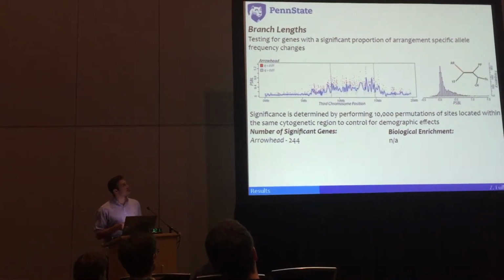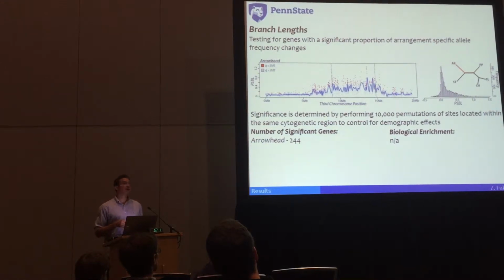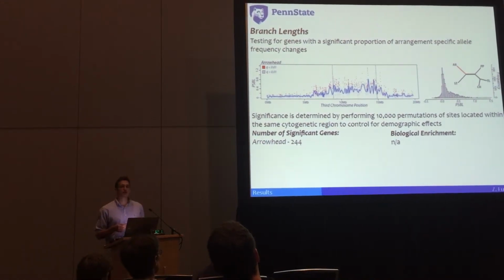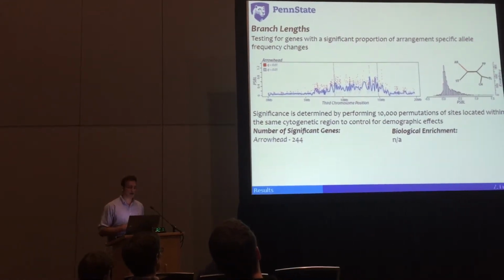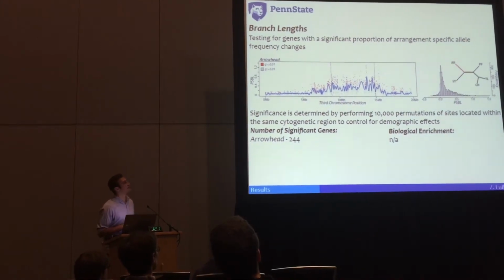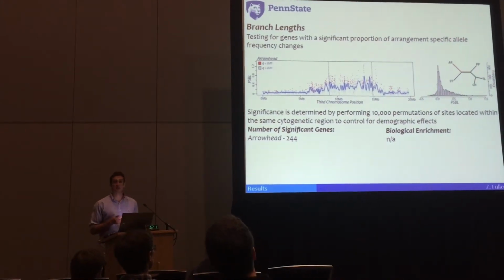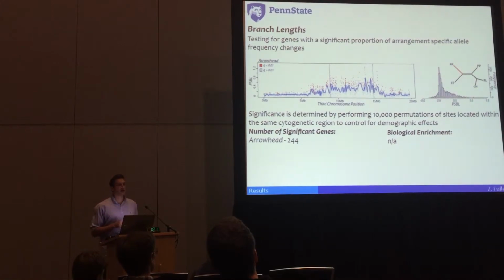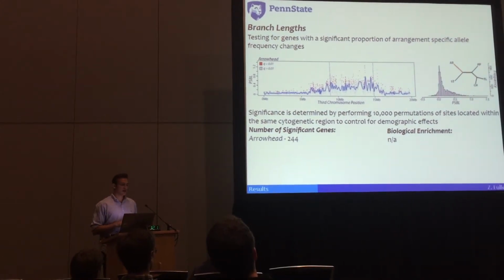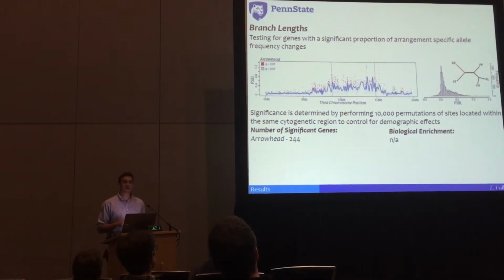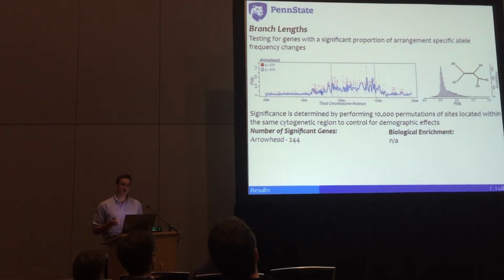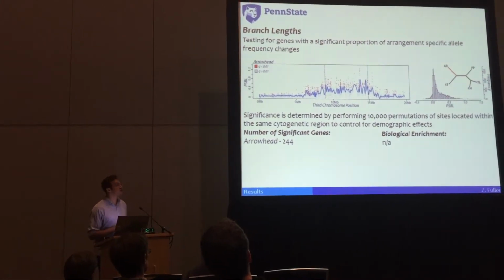For the nearly 2,700 genes on the third chromosome, we searched for signals of adaptive evolution to test the predictions of some of the other hypotheses. We developed a statistic which we call the population-specific branch length. It's very similar in nature to previously developed methods, but it's trying to search for genes that contain a significantly high proportion of arrangement-specific allele frequency changes.